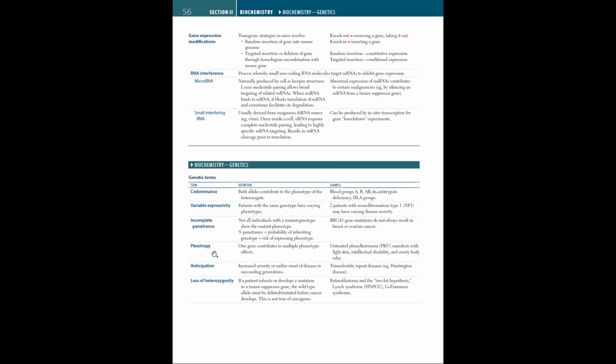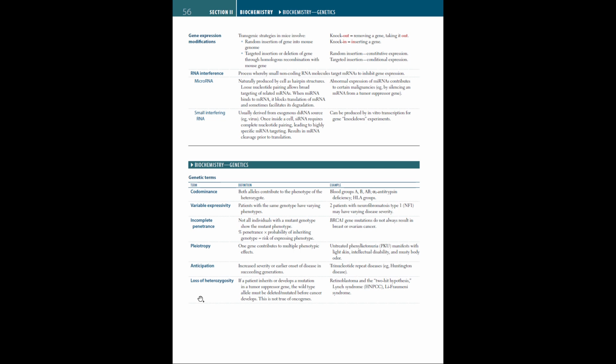Pleiotropy is when one gene contributes to multiple phenotypic effects. This could be explained by untreated phenylketonuria, or PKU, which manifests with light skin, intellectual disability, and musty body odor. So the one gene contributes to multiple symptoms. Then there's anticipation, which is increased severity or earlier onset of a disease in succeeding generations. An example of this is trinucleotide repeat diseases, such as Huntington disease.